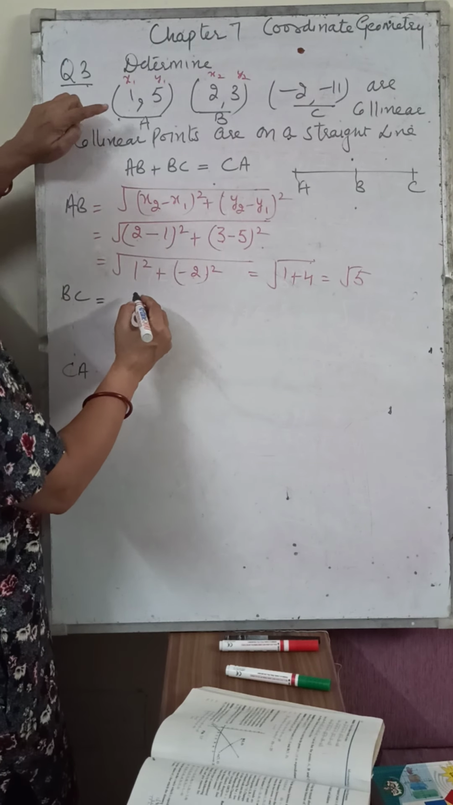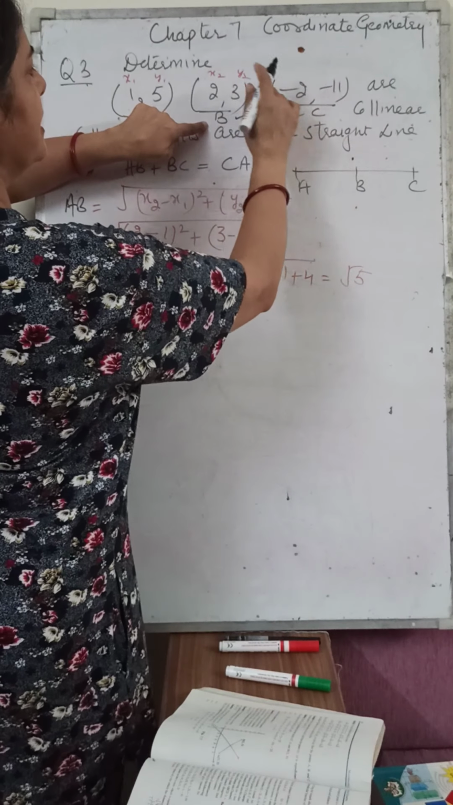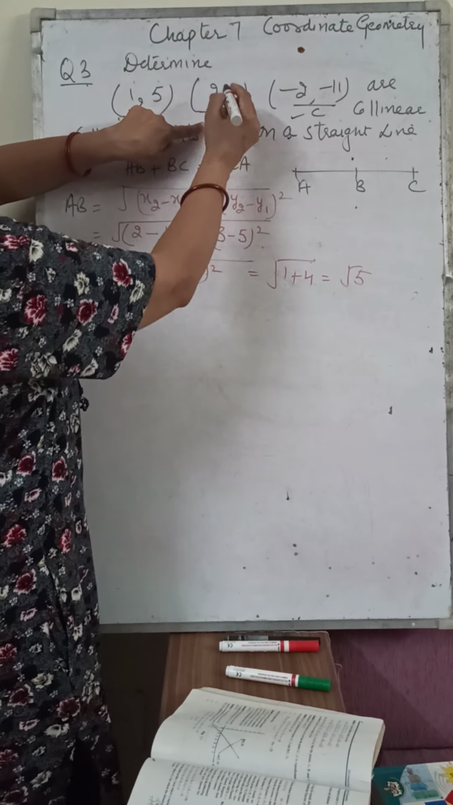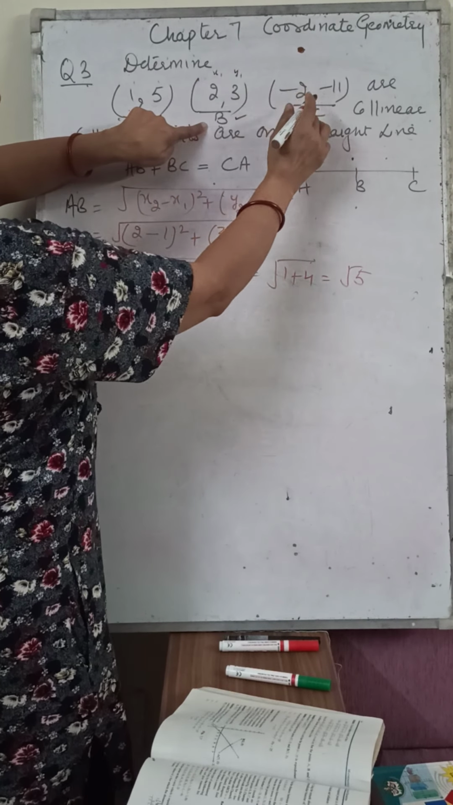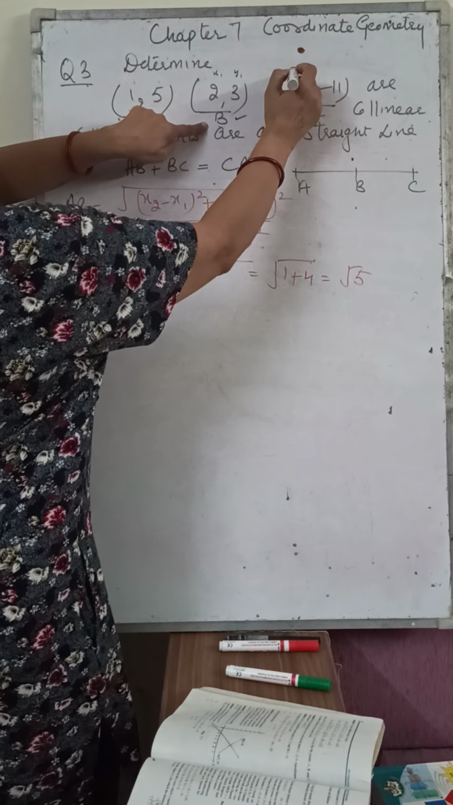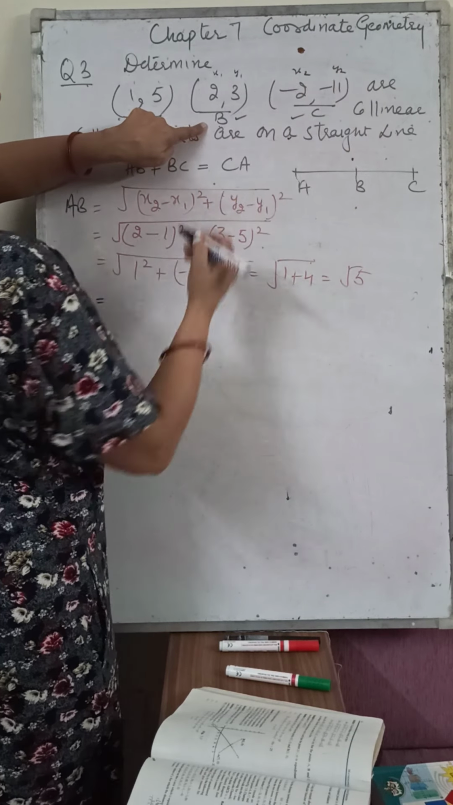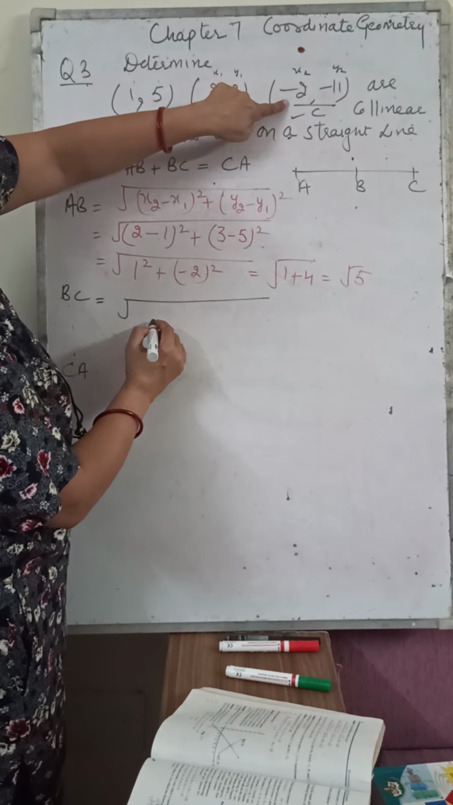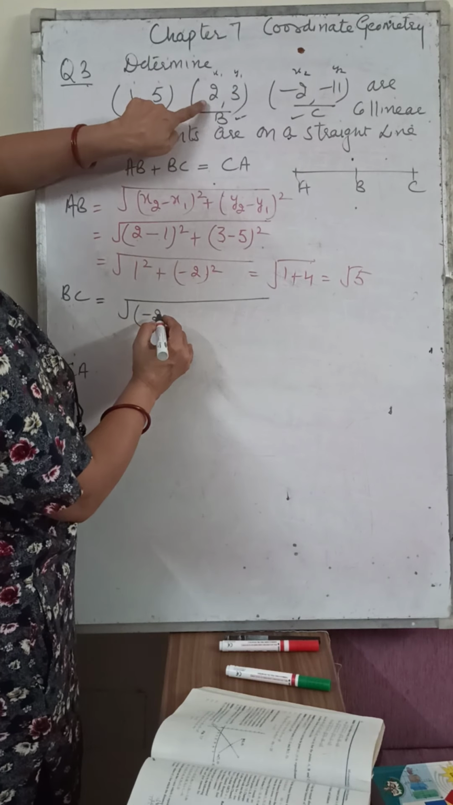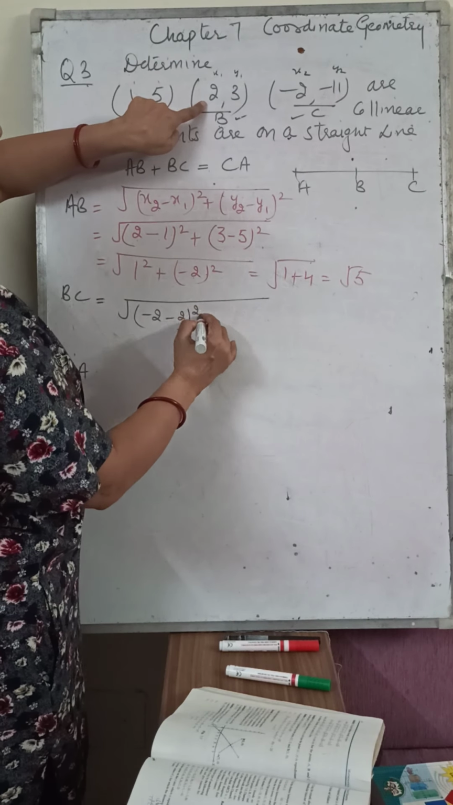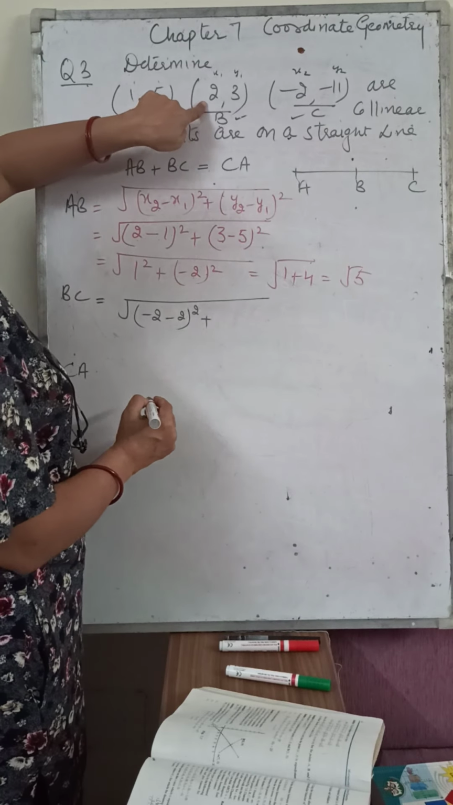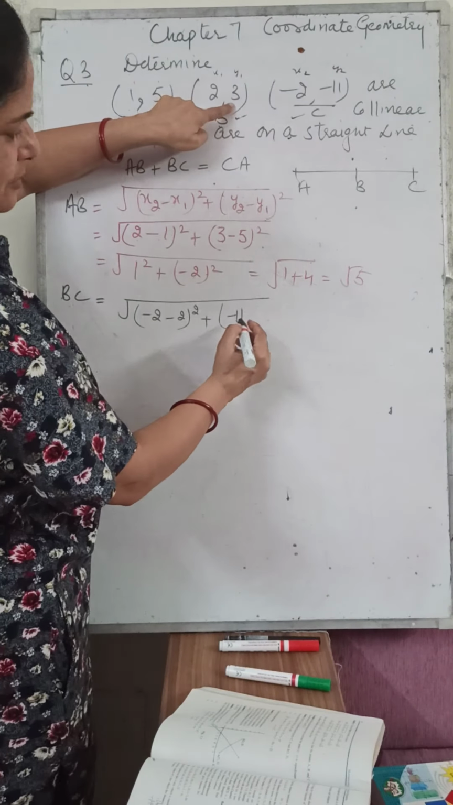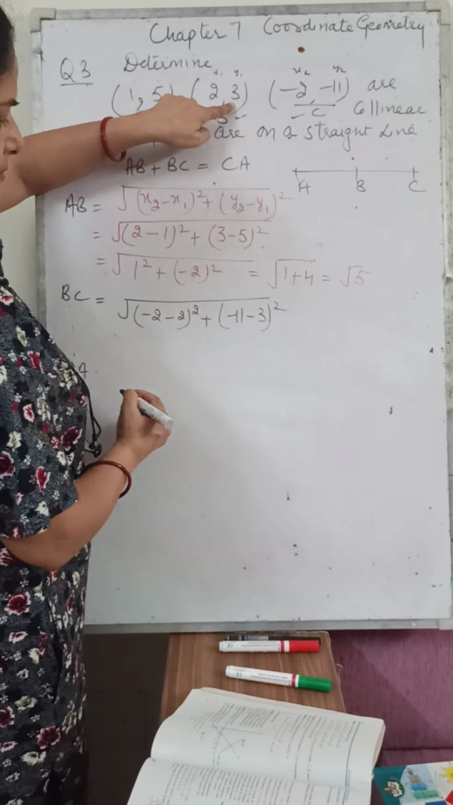Again same formula. For BC, B point is written first, so take its coordinates as x1, y1, and C point is written later, so take its point as x2, y2. It will be root x2 minus 2 minus x1 minus 2 whole square plus y2 minus 11 minus y1 minus 3 whole square.